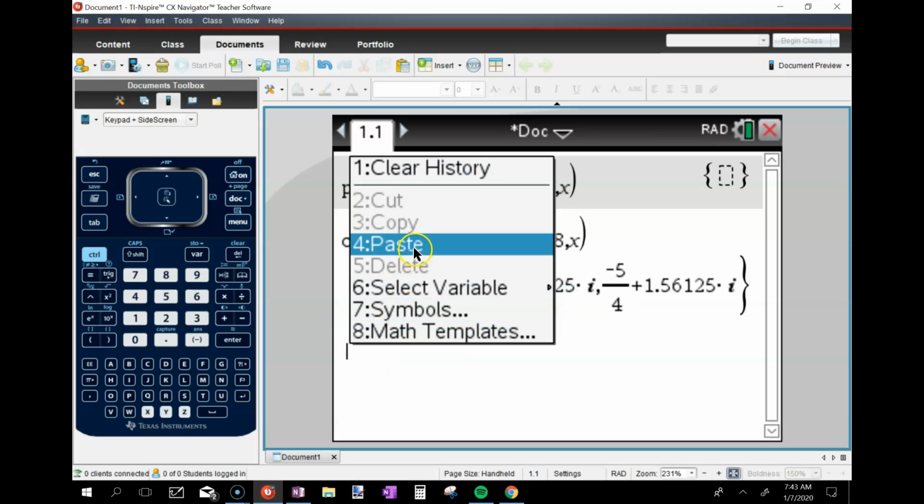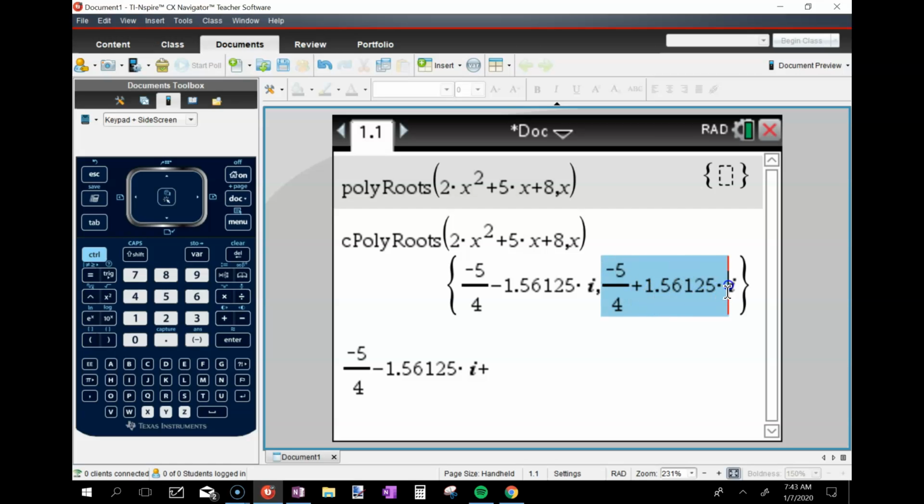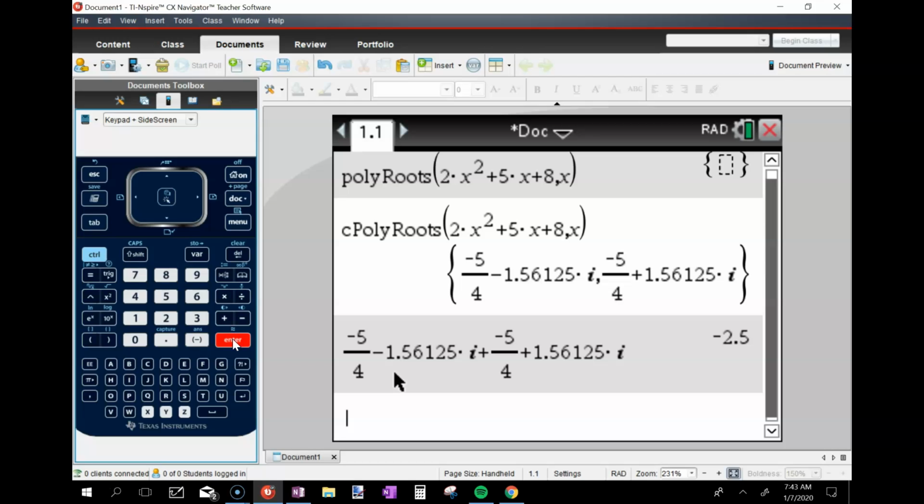Copy. Boom. Plus. Copy. Boom. Okay. So what did I do right there, guys? I just took these two things up here, which were my two answers, and I'm going to add them together, right? Isn't that the same as the sum of the roots? And what do we get? Negative 2.5, which is the same as negative 5 over 2, right? So yes, we have our solution, right? So I can use the calculator to check it, right? It's just not real convenient if my answers are kind of ugly like this, right?